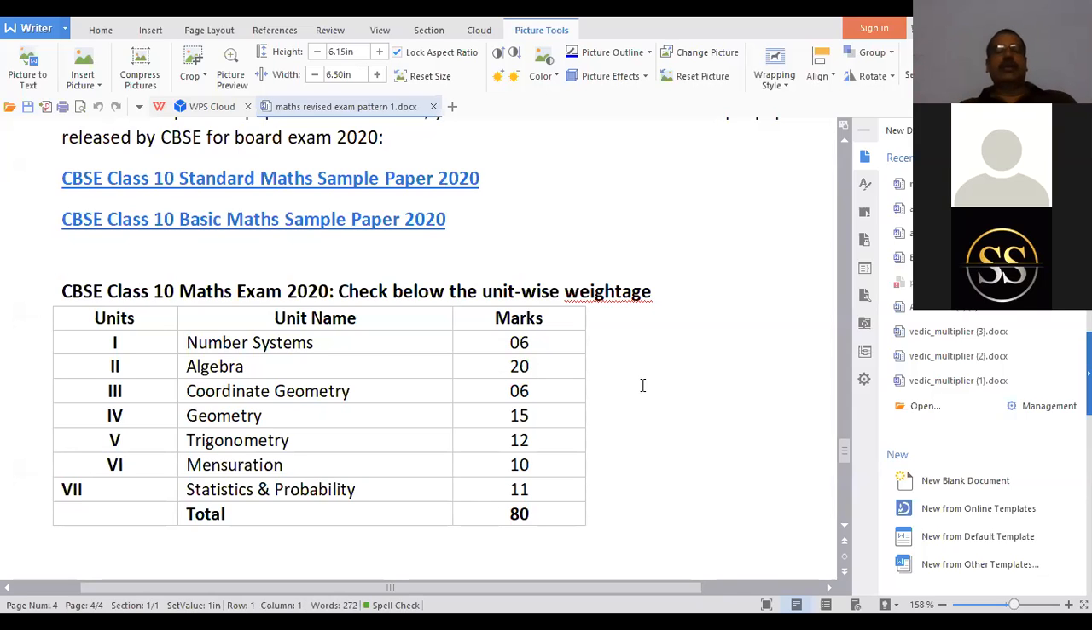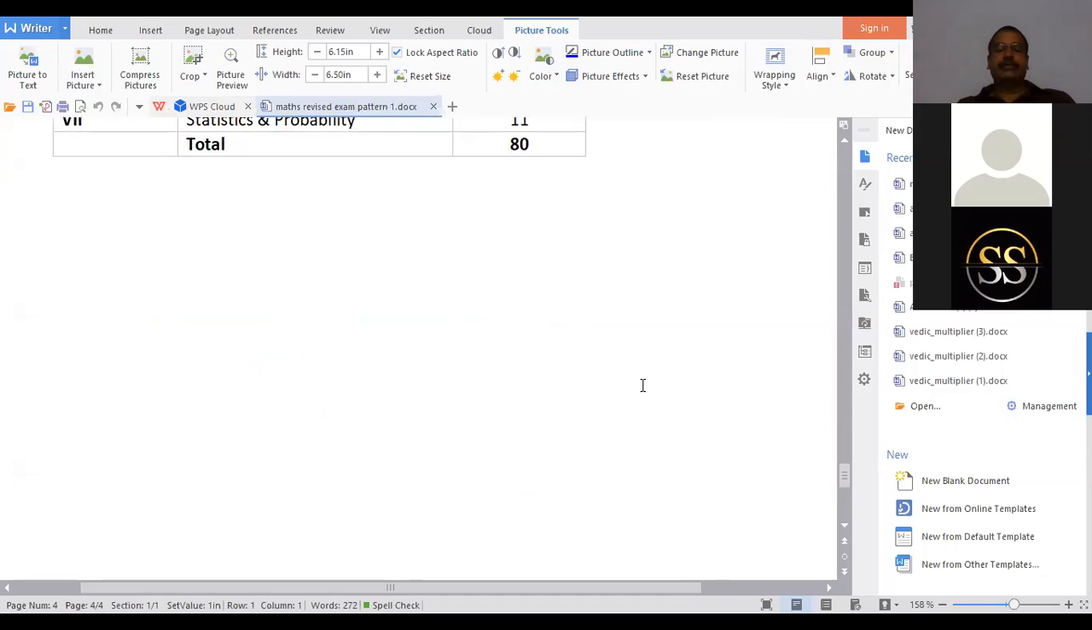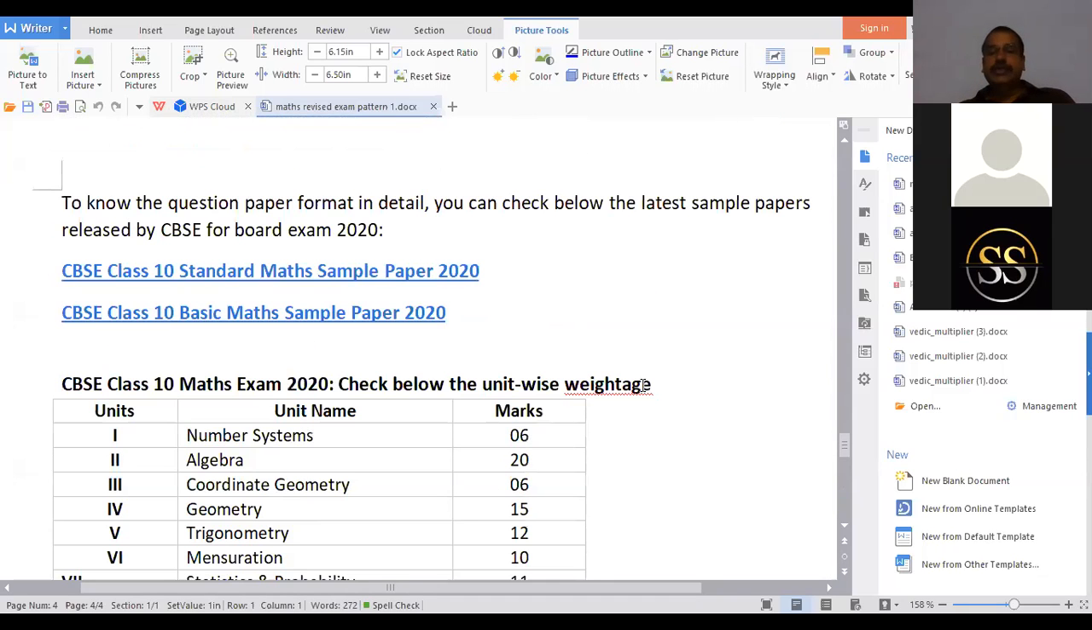So the total will be 80 marks. This is the weightage of the chapters. This year also, the same weightage will apply. Okay, that is the new exam pattern and weightage we have discussed.